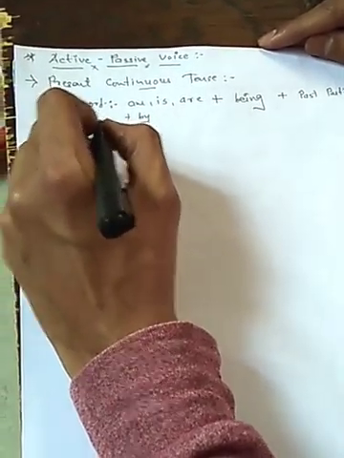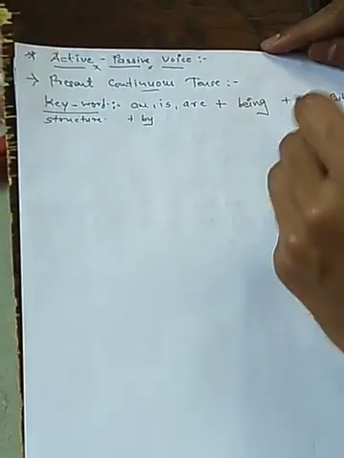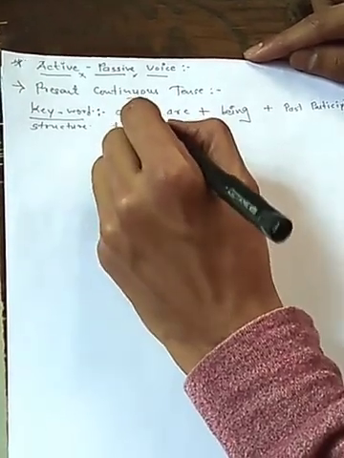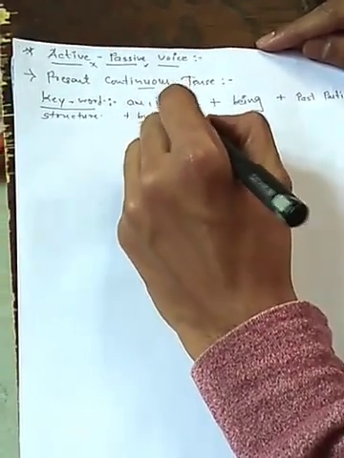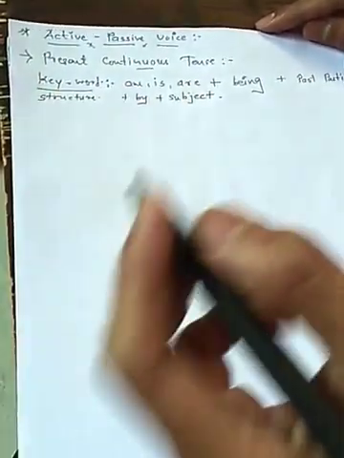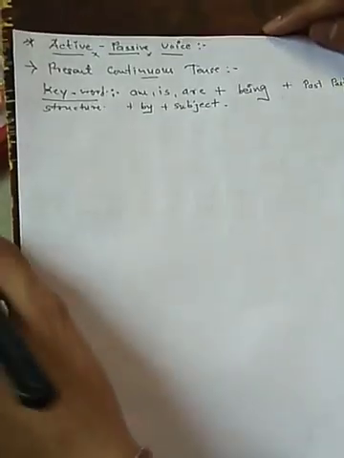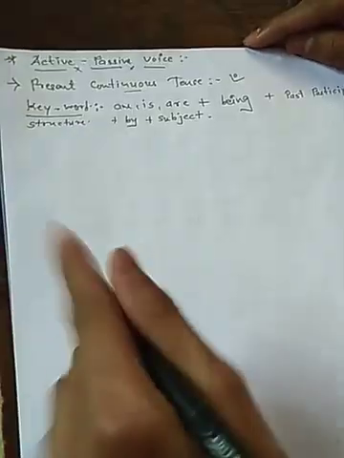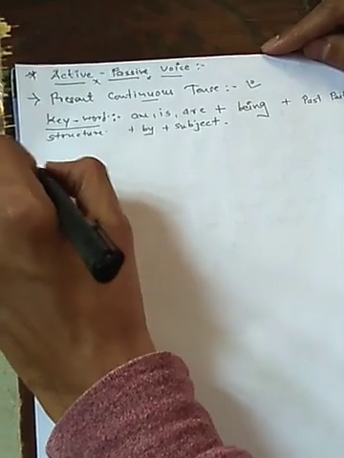The only thing that you have to follow: no doubt the object will come first, then am, is, or are, plus being, plus past participle, then by, and plus subject. This is the structure for making any active voice into passive voice, especially for this tense. Only when your tense is present continuous tense, do follow this structure. Now let us take examples.